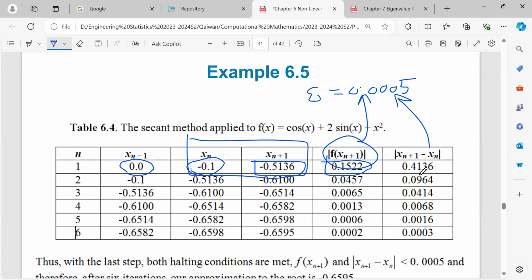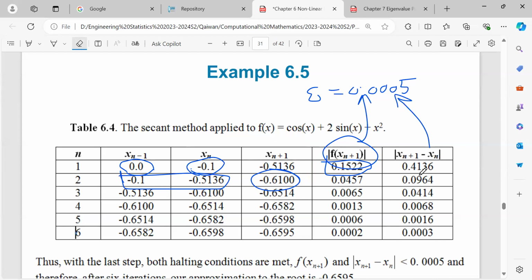We always take the last two x values for finding a new x. To find x3, we use those two, x1 and x2, and evaluate x3 in the rule. The formula is x0 f of x1 minus x1 f of x0 divided by f of x1 minus f of x0. That's for the first iteration to find x2.